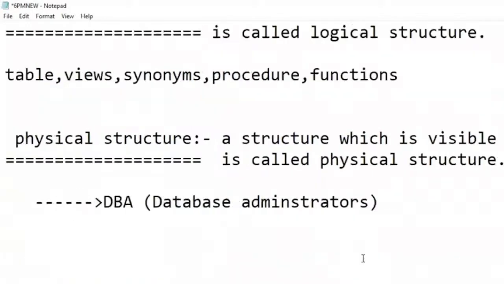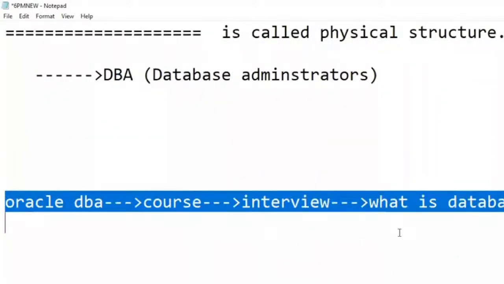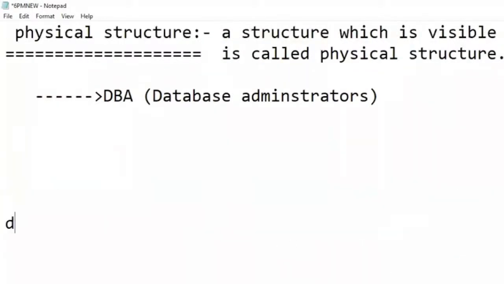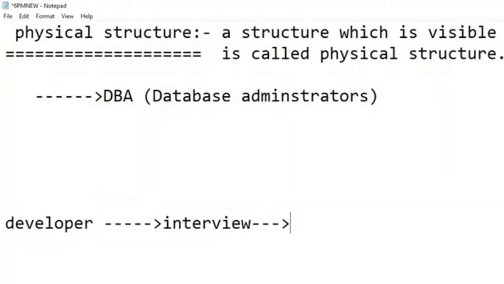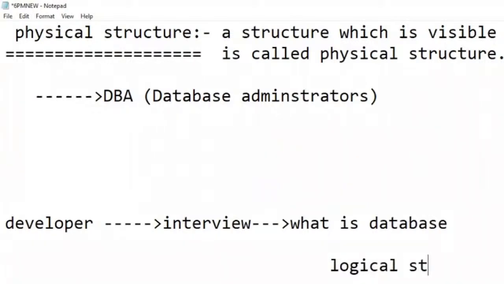Suppose I'm a developer, not an administrator. I'm a Java developer, SQL developer, PL/SQL developer, or Python developer, attending an interview. What is a database? They are not generally asking, but for example, the developers tell it from the logical structure side.